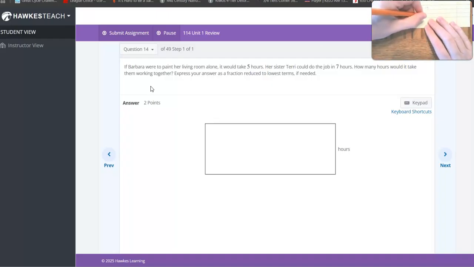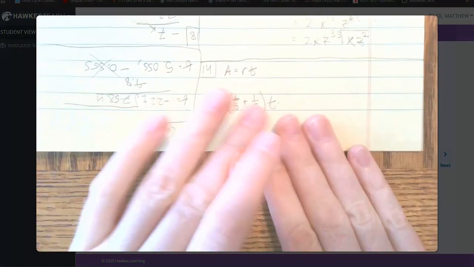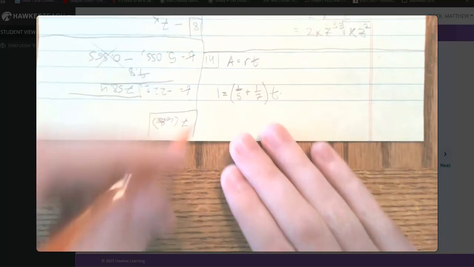So just take 1 over the time there. And then Terry can paint the room in 7 hours. So that means that she can paint 1/7 of the room per hour. So then together, they can paint the room in 1/5 plus 1/7 per hour there. All right, and then we need to figure out the time. So this is the equation that we're trying to solve here.